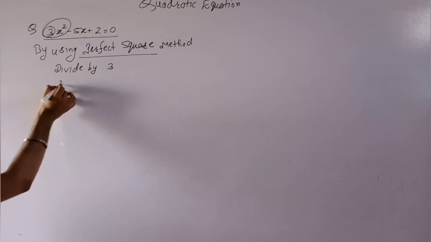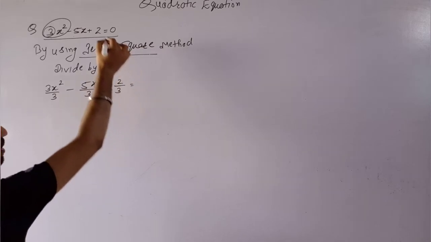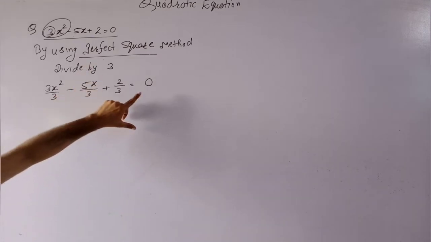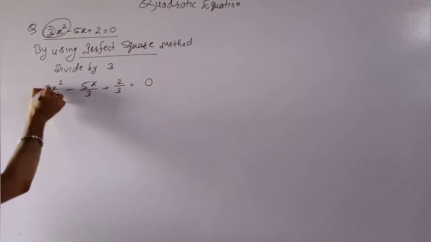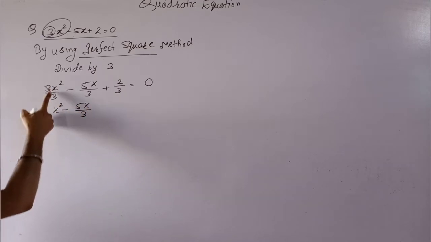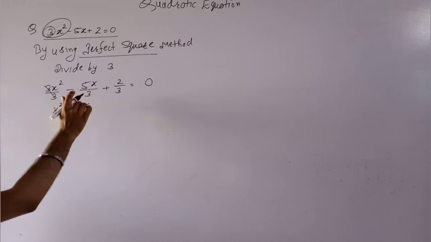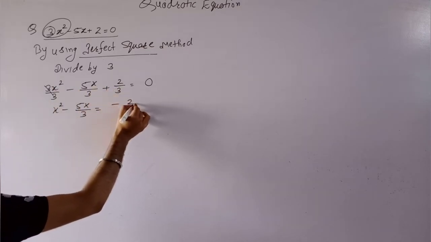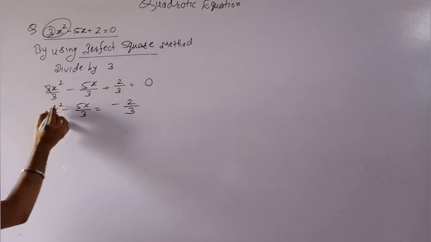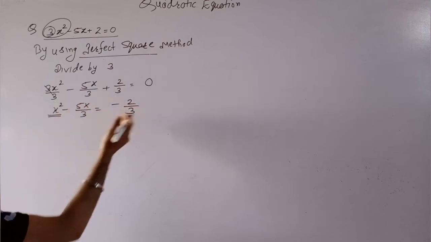So 3x square divided by 3 minus 5x divided by 3 plus 2 divided by 3, and 0 divided by 3 is 0. If we divide 0 by any non-zero number, we will get 0. So x square minus 5x by 3. In this step, the coefficient of x square is 1. When the coefficient of x square is 1, then we transport the constant term to the other side: plus 2 by 3 moves to the other side and we get minus 2 by 3. First of all we make the coefficient of x square 1, and then transport the constant term to the other side.